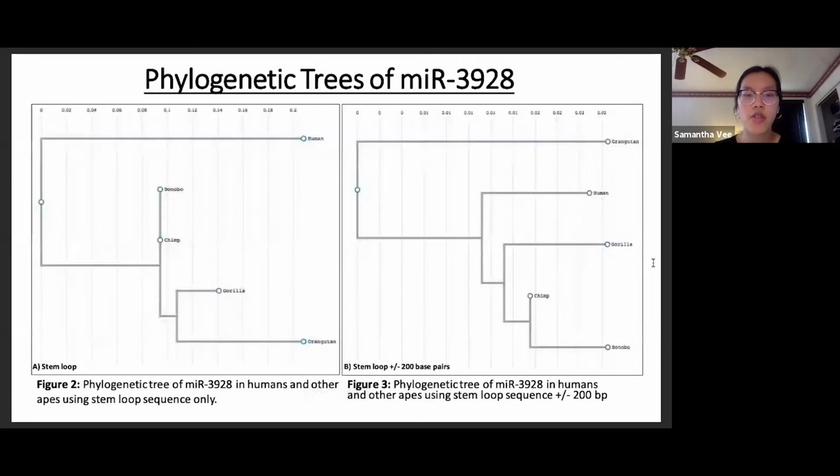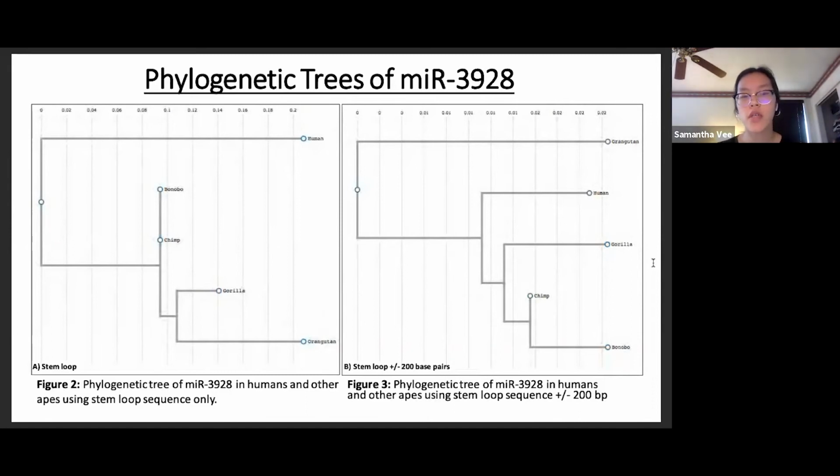Shown here, we built phylogenetic trees of MIR3928 in humans and other primate species based on sequence similarity. On the left is a tree for MIR3928 with just the stem loop sequence, and on the right is the tree for MIR3928 with the stem loop sequence plus 200 base pairs upstream and downstream. The fact that these two trees differ so much argues that the stem loop has been under intense selection, much more so than the surrounding DNA sequence.